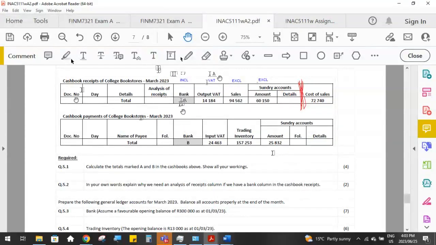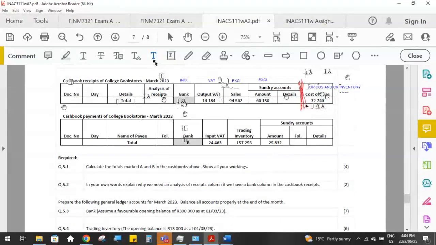Debit bank, credit output VAT and sales; debit bank, credit output VAT and sundries. Cost of sales, with this column here, remember, is its own separate journal entry where we are going to debit cost of sales and credit inventory. So this 72,740 has got nothing to do with these amounts over here. This is its own separate journal entry.